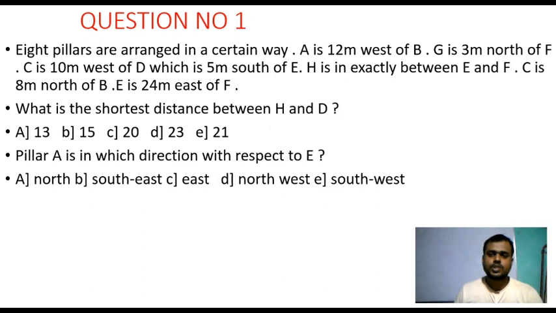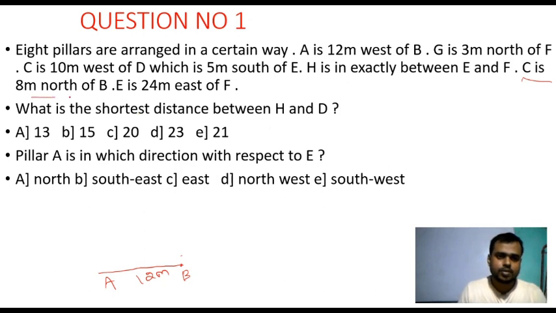So first is, A is 12 meter west of B. Suppose this is B and this is A, and this is 12 meter. After that, read the instruction completely. Here it is mentioned that C is 8 meter north of B. Now here is B. Suppose this is 8 meter, and that is C.